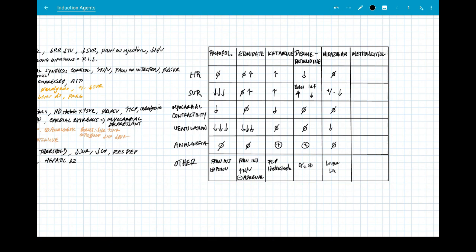Methohexital. Typically your heart rate can go down or go up. Your SVR is typically down. It is a myocardial depressant. It decreases cardiac output. It decreases your ventilatory drive. It has no analgesic properties. And one of the interesting things is it decreases your seizure threshold, so you're more likely to have a seizure.